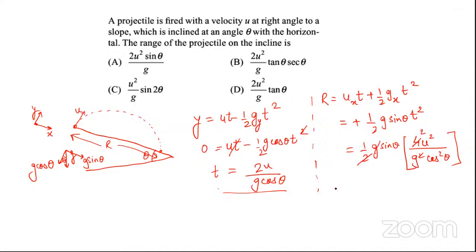And if you further simplify this, you get u square sine theta upon cos square theta. Now it is not matching, sorry, there's a 2 over here as well. It does not match with this option, so we try to change it. We can separate cos theta and we get tan theta, and 1 upon cos theta can be written as sec theta. And there is a g as well upon g. So the right answer comes as B.